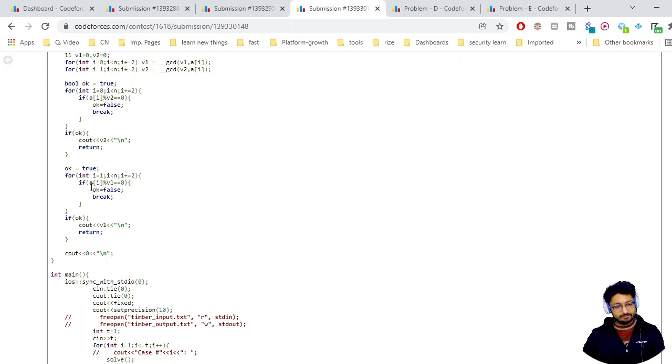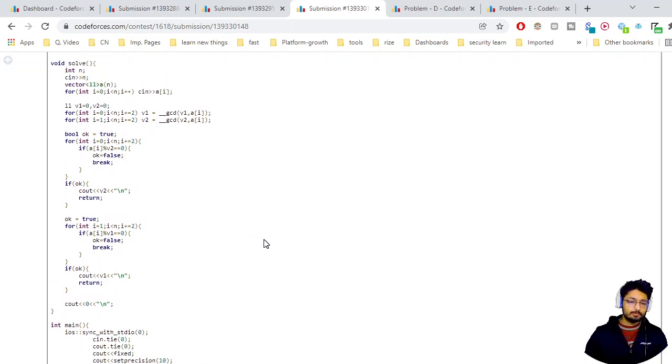Then check for the next D. If that is also not giving the answer, then break out at that point, or else print it out if it is a valid D, or else if both the D's are not valid, then print 0. That's the whole problem, nothing much complicated. You just have to find some observations. Diff problems are a little bit easy only. You just have to find and draw out some examples.